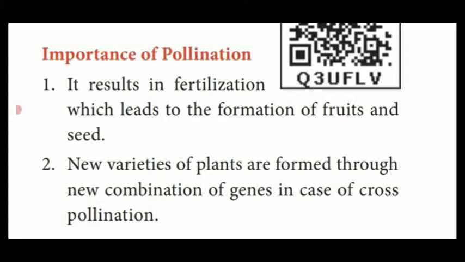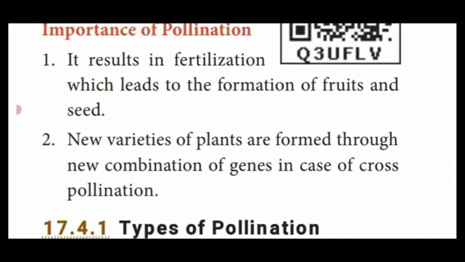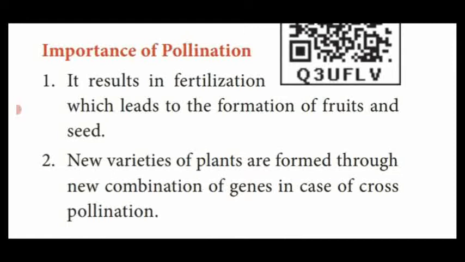Second one, due to pollination, new varieties of plants are also produced with a new combination of genes in case of cross-pollination. Cross-pollination is a type of pollination. With the help of this pollination, we are able to produce new varieties of the plant with a new combination of genes. That is also an importance of pollination. So dear students, the significance or importance of pollination is an important 2-mark and 4-mark question.